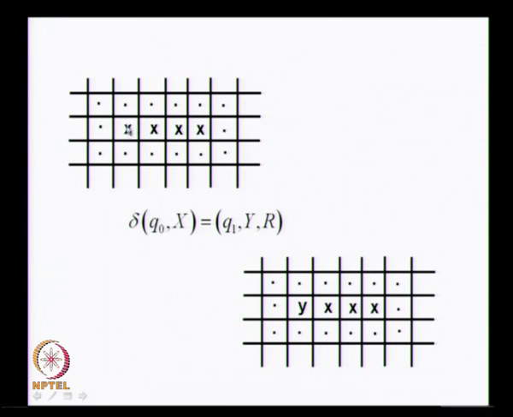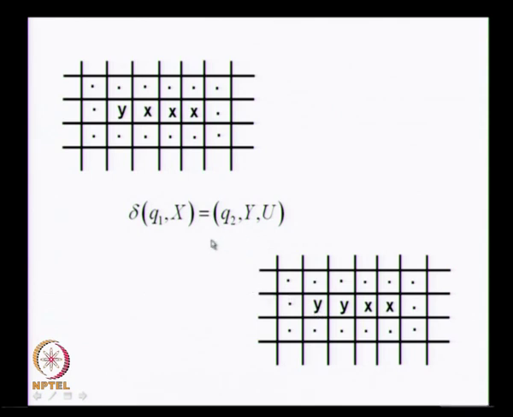So, initially we have this position, the tape head is here, and the mapping used is delta of Q0 x is equal to Q1 y r. So, it changes this x into a y and moves right. So, now the tape head is in this position. The second mapping is delta of Q1 x is equal to Q2 y u. The second x, it changes this into a y and moves up. So, the next situation is this: x has been changed to y and the tape head is in this position now. Now, we want it to print a x here, we also want to print a x here. Let us see how this happens.